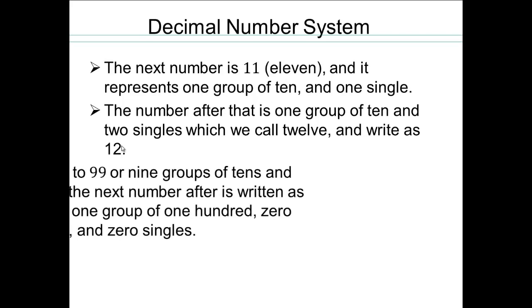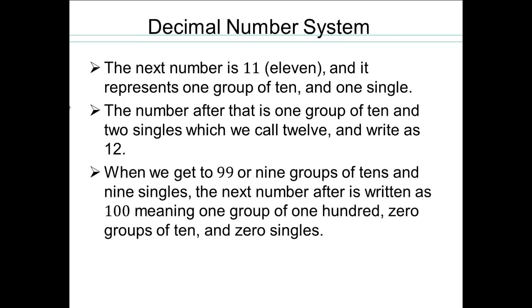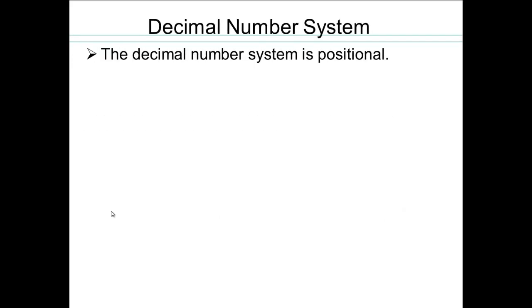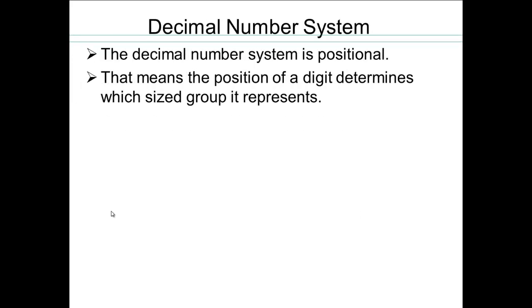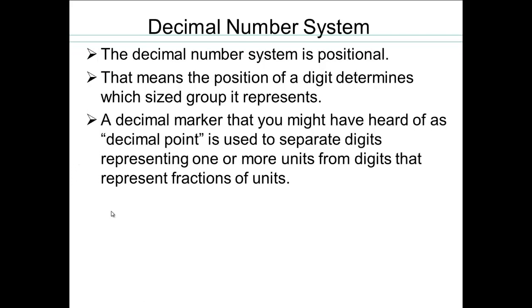Once you know how to count, if you go to 99, the one number after 99 is going to be written as 1, 0, 0: 0 singletons, 0 tens, and one group of 100s. So in our decimal number system, position of each digit matters. And if you look at the decimal point, it separates numbers that are bigger than one from numbers that are fractional, and we use powers of 10 to represent it.